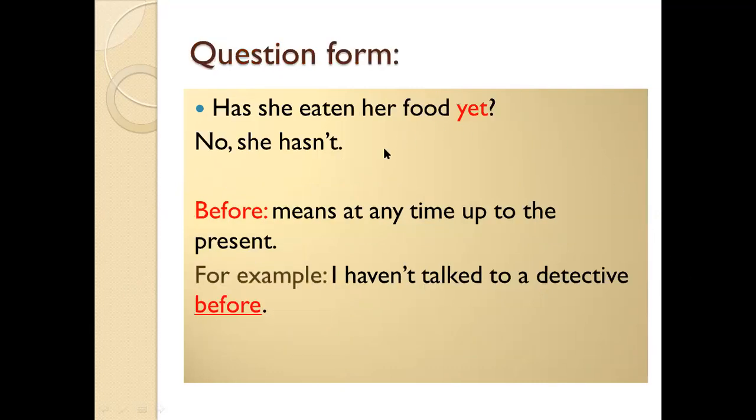Where do we write it in the question form? Has she eaten her food yet? So also it comes at the end of the sentence. No, she hasn't.